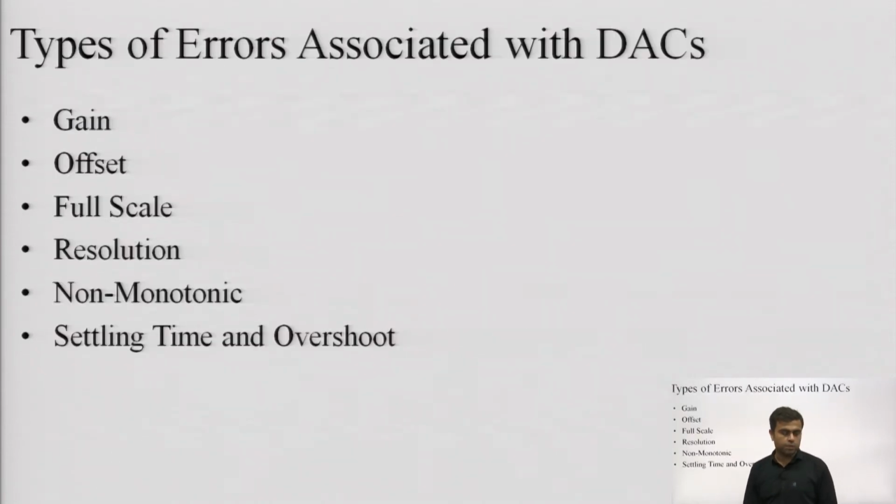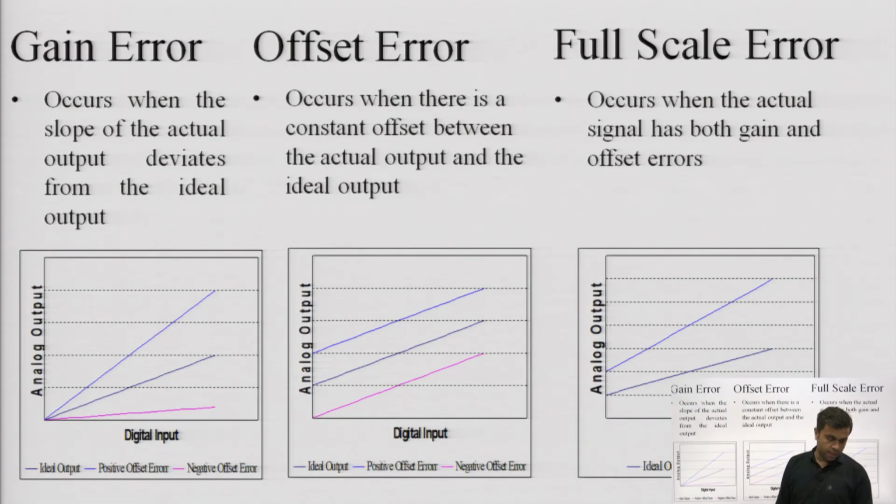And then types of error associated with DACs: gain, offset, full scale, resolution, non-monotonic, settling time, and overshoot. Let's start with these errors. So gain errors occur when the slope of actual output deviates from the ideal output. So the starting point is the same, but the slope is changing. And in case of offset, the starting point is shifted on the y-axis, but the slope is identical. You can check that the slope of all these curves is identical, but there is an offset on the y-axis.